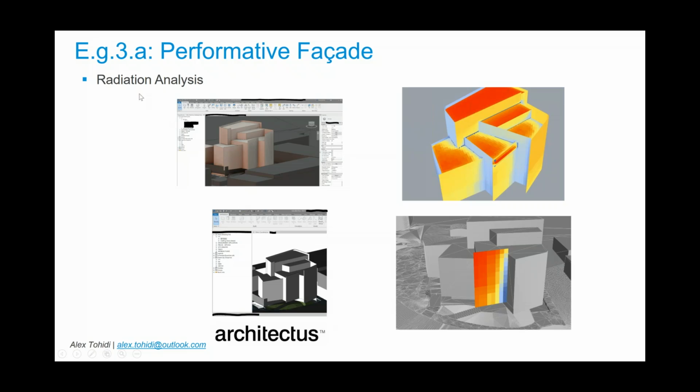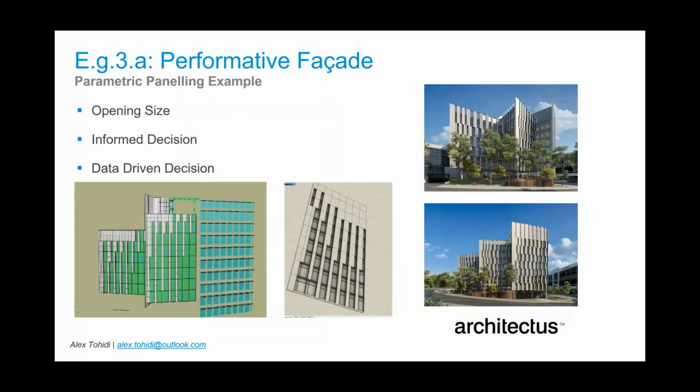We took the massing of the Revit model, transferred the geometry into Rhino, and ran the radiation analysis. As you can see here, this is the part of the building that gets the most amount of sun, and the corner doesn't get much. Moving on, we defined a parametric paneling system where the opening of each panel is determined by the amount of sunlight radiation that panel gets. So they were able to make informed, data-driven decisions, essentially.